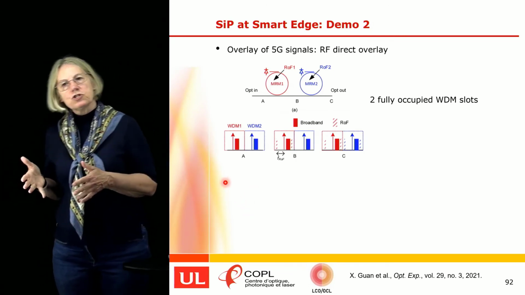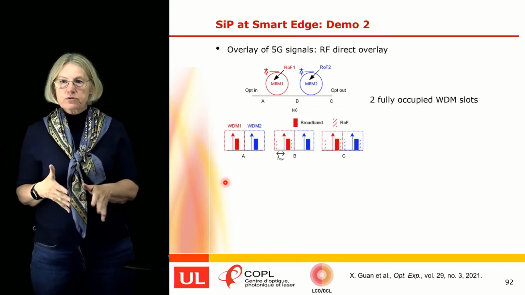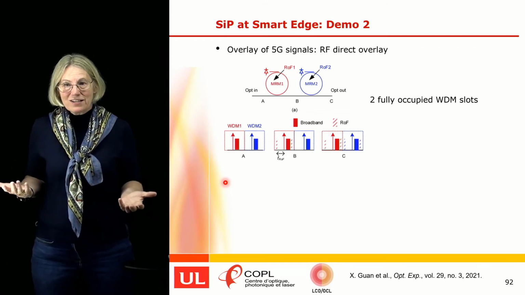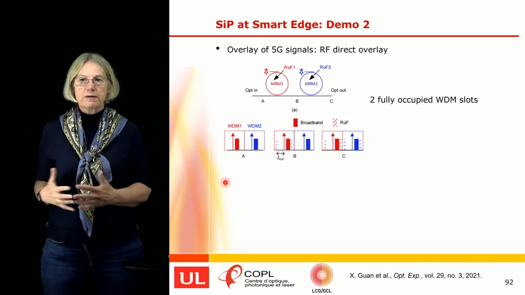We've not been able to do one experiment where we take our chip for the Smart Edge, send it through some fiber, and then use our chip for the ONU. It's because our chips are not packaged and they're very lossy, and because of this there's just too much loss to do that kind of demonstration.